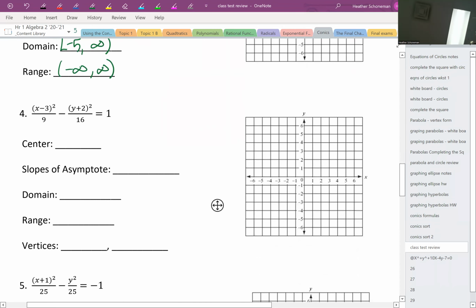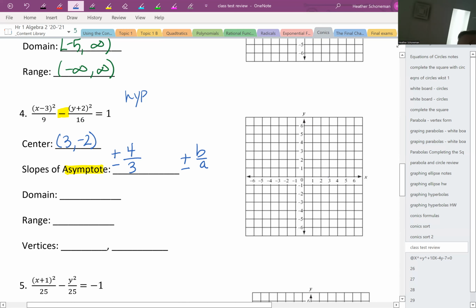Okay, number 4. Because it's got a minus in between, and this is asking for the asymptotes, we know it's got to be a hyperbola. My center is the opposite of what's in the parentheses. So 3, negative 2. The slope of my asymptote is plus or minus b over a. Well, this is b squared, the 16, so b would just be 4. This is a squared, so a would just be 3, so it's plus or minus 4/3.